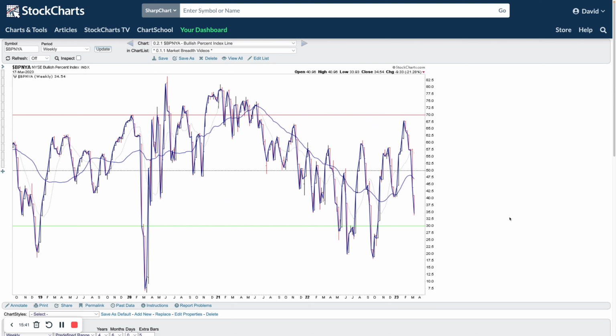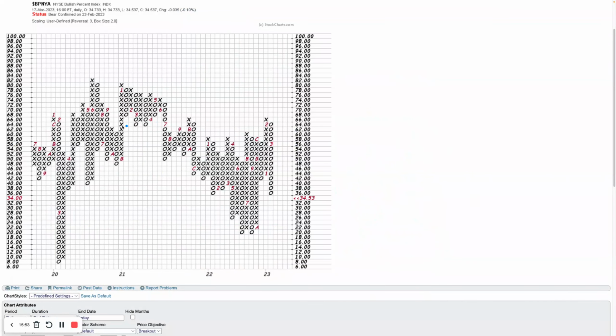If we look at the bullish percent index from a longer term perspective, you can see it made a much lower low this week, so breaking down back below the December low level there. And if we look at it on the point and figure chart, this gives us a different perspective on a longer term basis. So above the 70% level is your upper zone, and below the 30% level is your lower zone. So you want to look for reversals from below the 30% level, and you get higher risk reversals at the top above the 70% level.